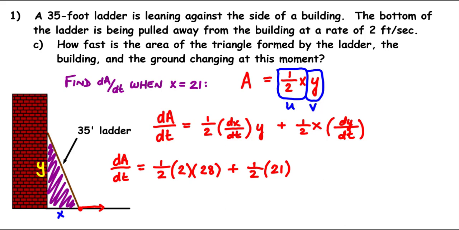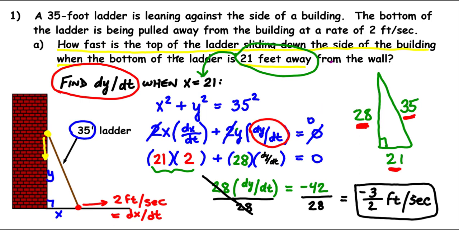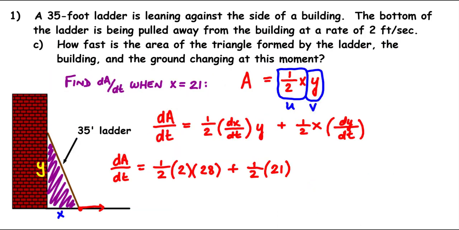Let me just go back and remember what that was. That was from part A. dy/dt was negative 3/2 feet per second. So I can use that in part C, negative 3/2. So we'll just kind of write that in. All right, everything we need, we have. The 1/2 and the 2 will cancel out, so this first part will be 28. Oh boy, let's see. Minus, because we have a negative, 63/4.